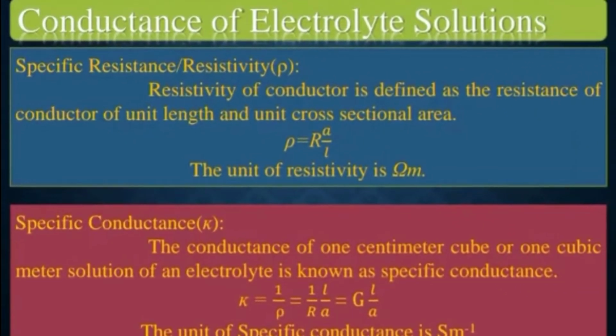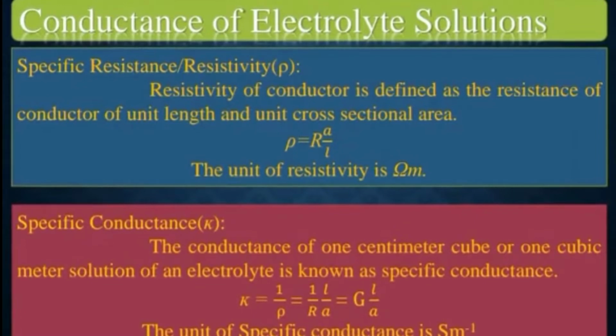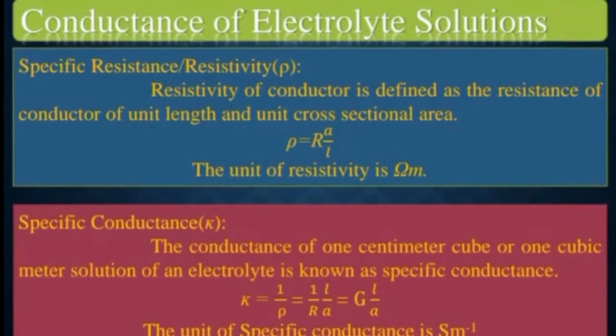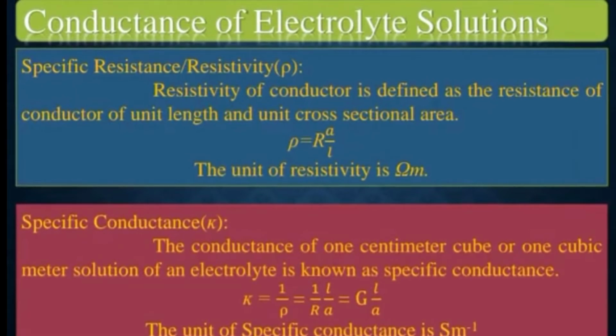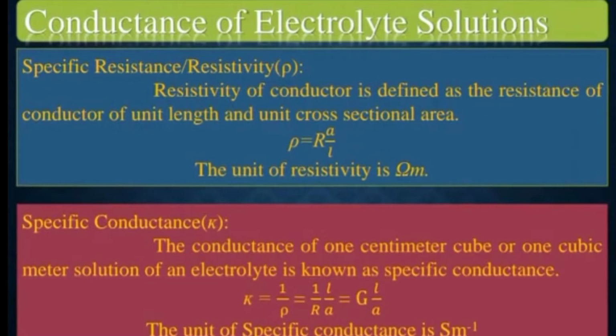Specific resistance and resistivity. Resistivity of a conductor is defined as the resistance of a conductor of unit length and unit cross section area. Therefore, rho is equal to R into A upon L. The unit of resistivity is ohm meter.